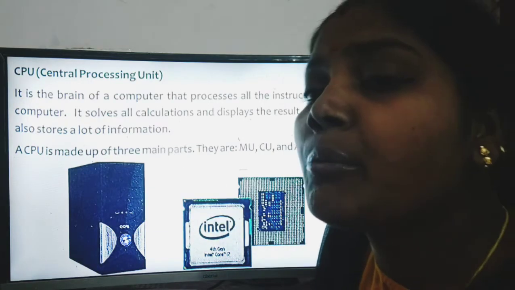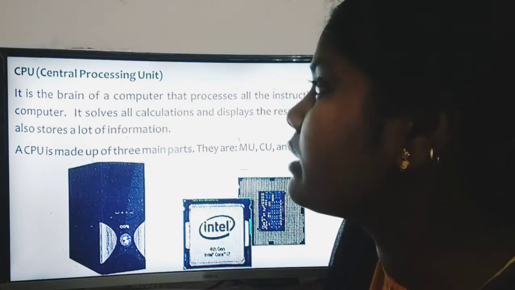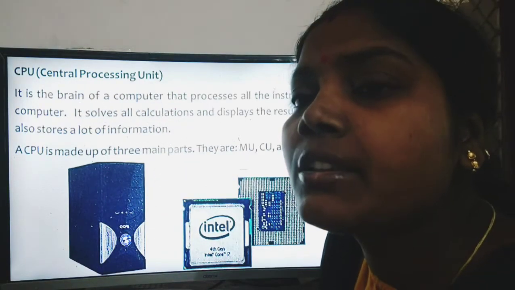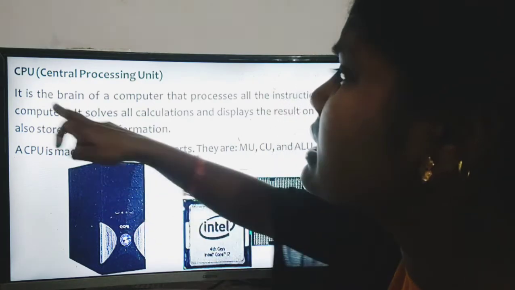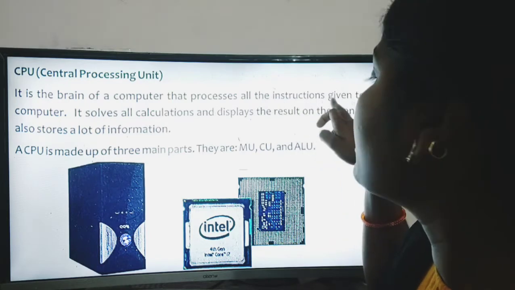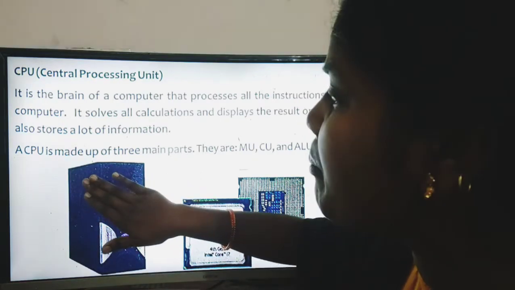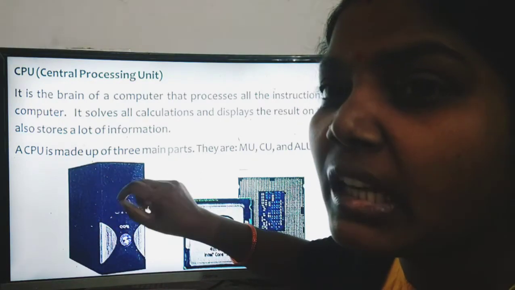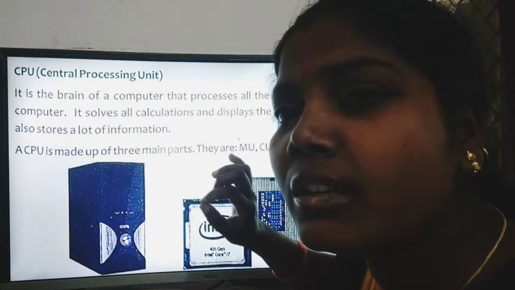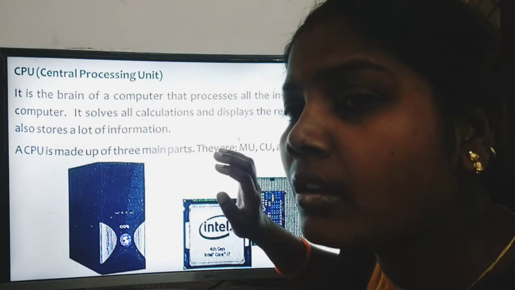These are the main parts of a computer. The first one we saw was the monitor, and the second is the CPU, central processing unit. CPU means central processing unit. It is the brain of a computer that processes all the instructions given to the computer. It is the main part of a computer. Without the CPU we cannot do anything on a computer. So this is the brain of a computer.